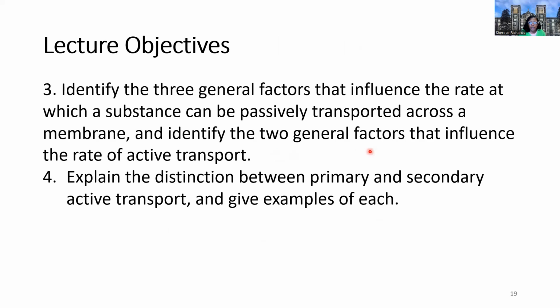Let's move on to lecture objective number 3. I'm sorry, I think we're on objective number 3, I apologize. So we're thinking about the factors that influence the rate at which substances can move actively across the membrane. So we've talked about passive transport, which is the first part of objective 3, and we're going to move on to the second part of objective 3, which is shifting that focus to think about active transport. And then our fourth objective is really to distinguish between the 2 types of active transport, which are primary active transport and secondary active transport. And then we're also going to think about some specific examples of both of those transport mechanisms.